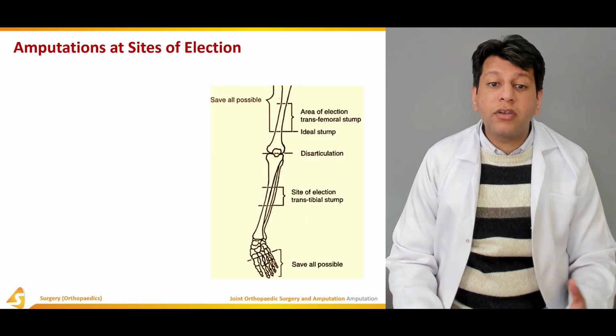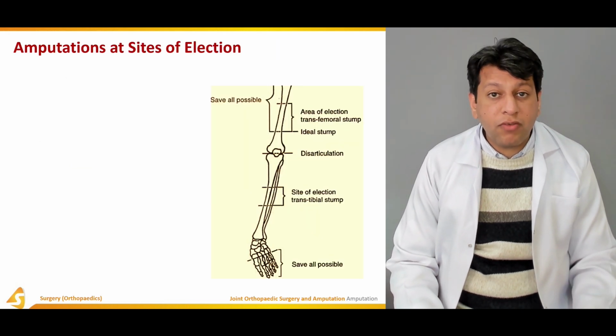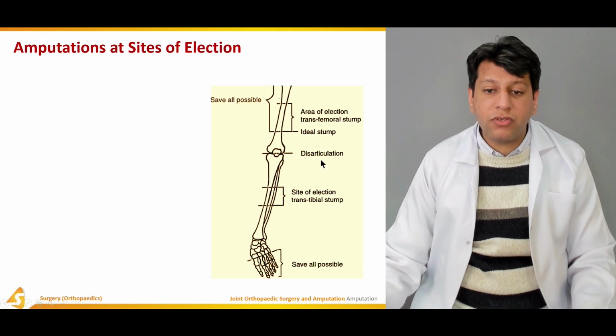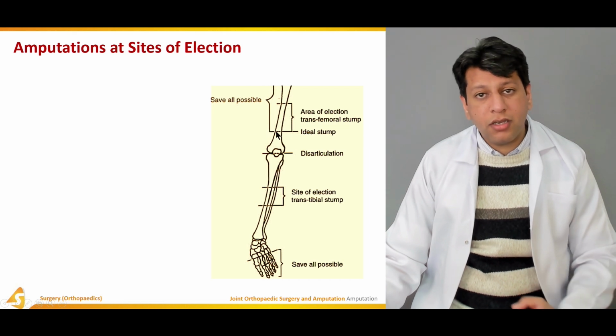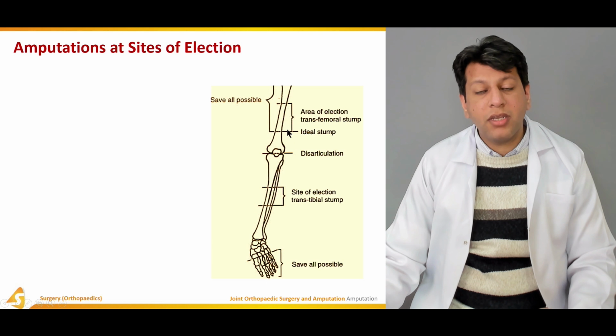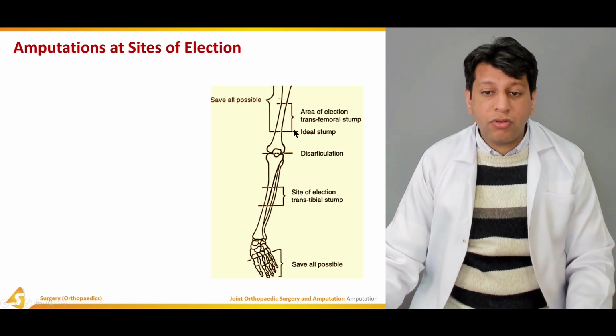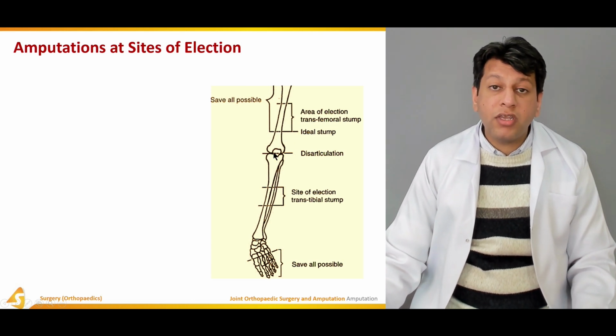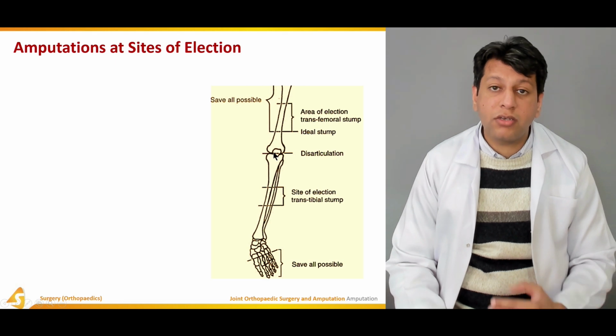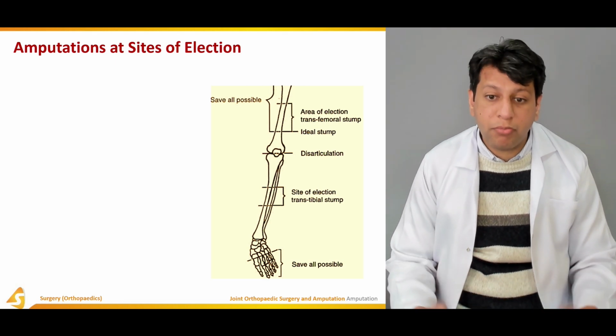Now, what are the different sites of amputation at which this can take place? For example, this is the example of a lower limb. This could be supracondylar, above the condyles, or at the transfemoral level. An ideal stump is around 10 to 15 centimeters above the knee joint in above knee amputation and transfemoral amputation.